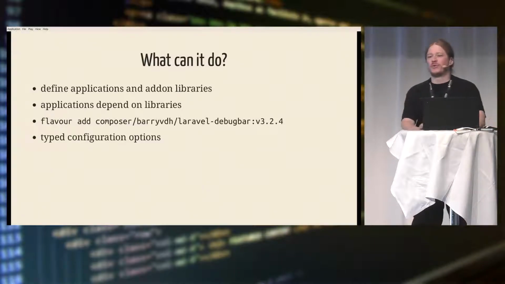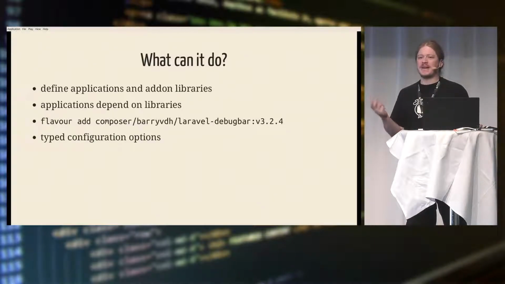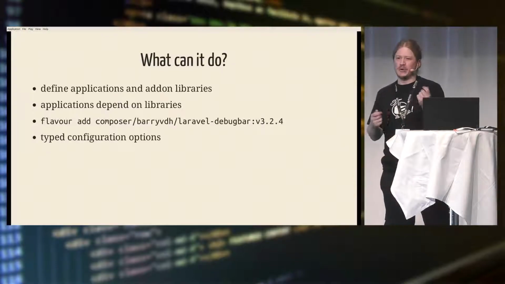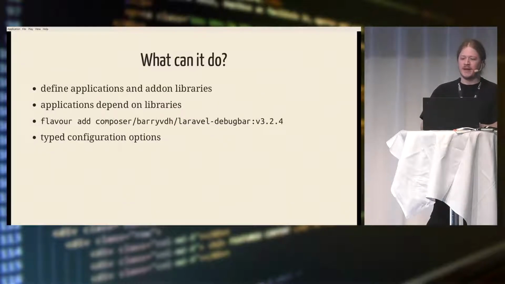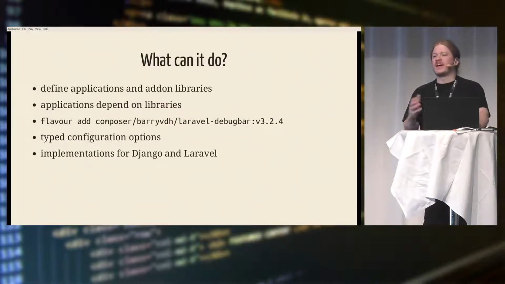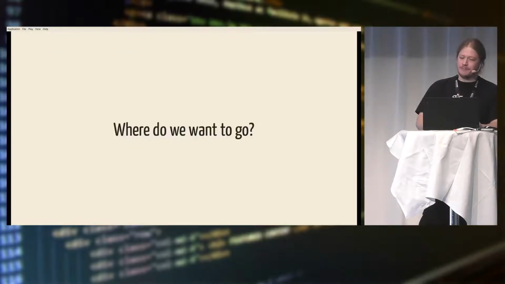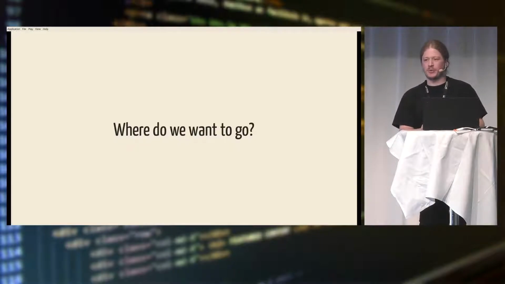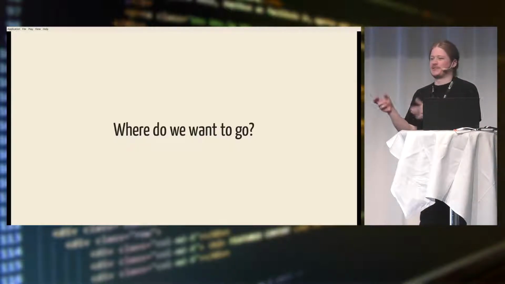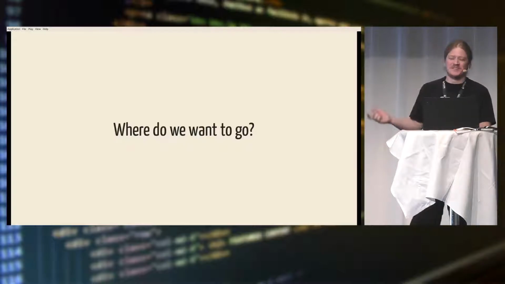And we have support for type-checked configuration. So you can inject settings into your application, and we make sure that they at least are of the right types and that they satisfy some constraints. And we have working implementations of this for Django and Laravel projects. Our next steps are to implement support for backing services. And we want to get this to a point where you could just issue a command like Flavors install Django Haystack, and we'll set it up in your code.